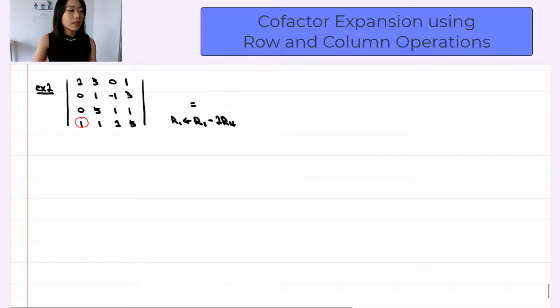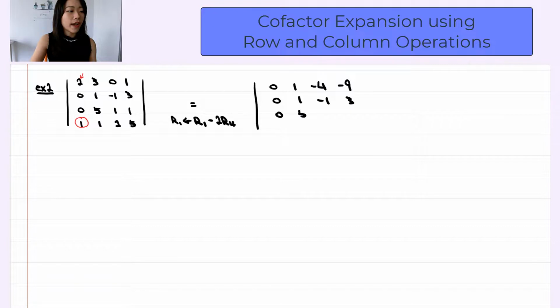to eliminate this 2. Then the determinant becomes 0, then 3 minus 2 is 1, 0 minus 4 is negative 4, and 1 minus 10, that is negative 9. And the other 3 rows remain the same. 0, 1, negative 1, 3, 0, 5, 1, and 1. And the last row is 1, 1, 2, and 5.